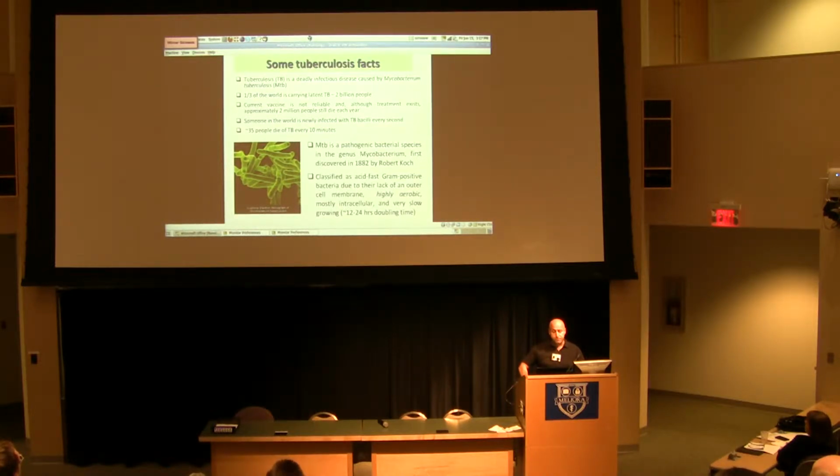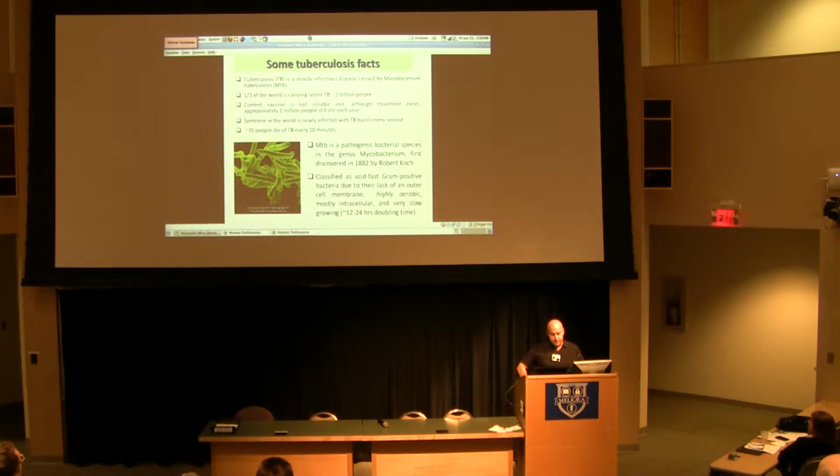And there is a treatment, although approximately 2 million people still die each year. To make it a little bit more dramatic, someone in the world is newly infected with TB pretty much every second. And 35 people die of TB every 10 minutes. So that's a big problem.